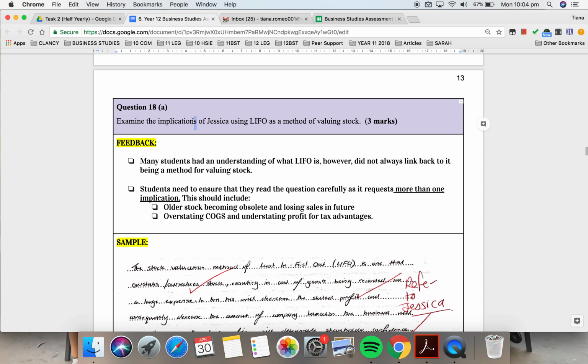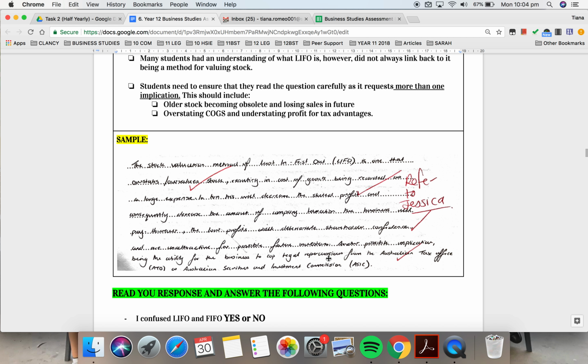Older stock becomes obsolete and can lose sales in the future. That's an implication, that's an impact. And overstating COGS and understating profit for tax advantages. It's an implication, it's an effect.